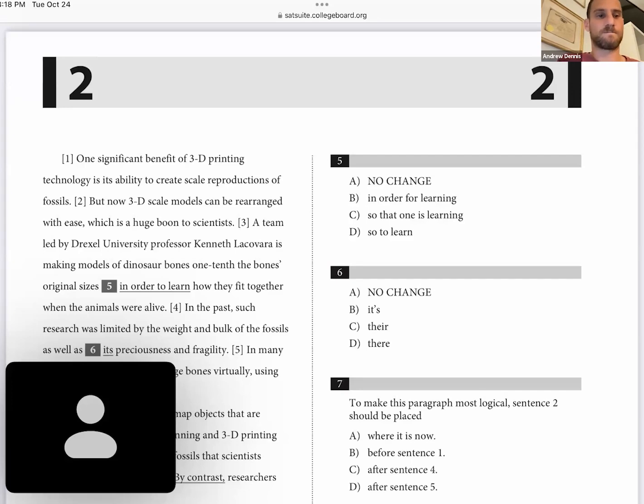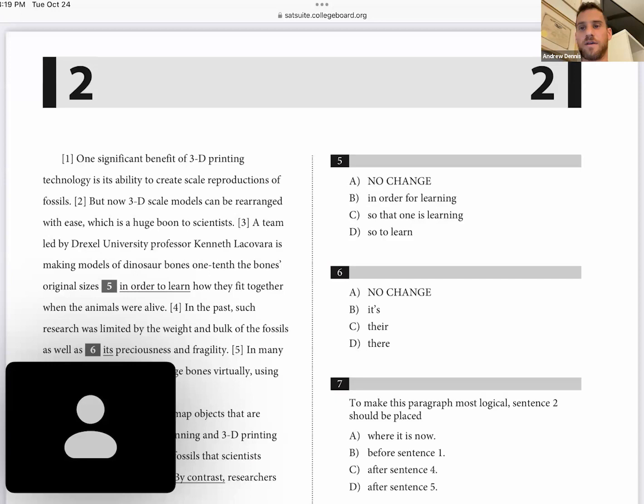What do you think? Of these? Change. No change, right? Because the other three are just incorrect. The overriding truth about the English language is, we're looking for the most succinct statement, free of grammatical error. So D is tempting, but so to learn is not free of grammatical error. Bones original size, so to learn how they fit together. It doesn't make sense.